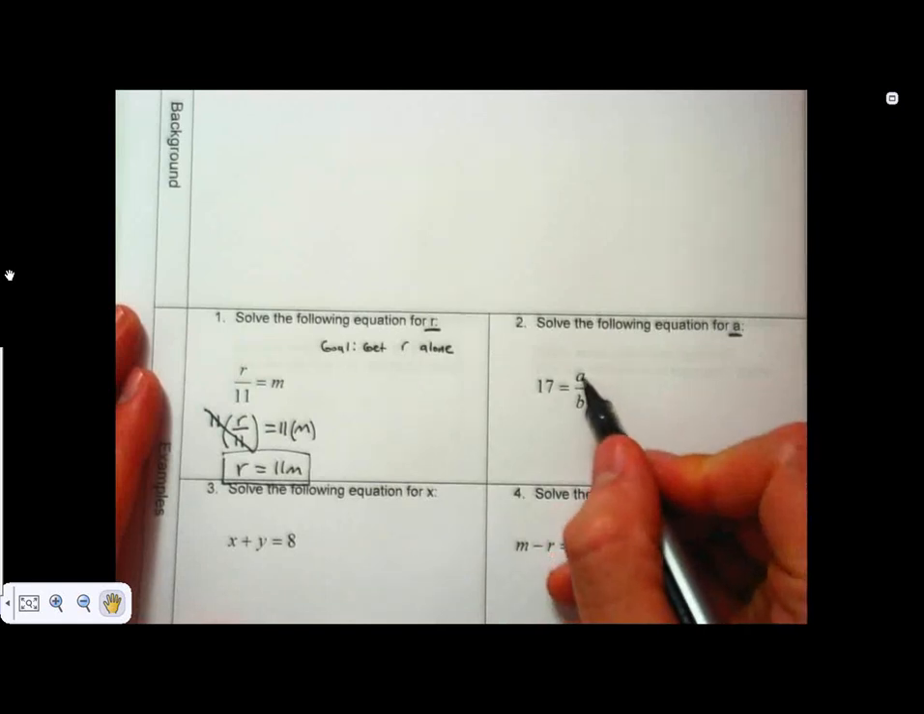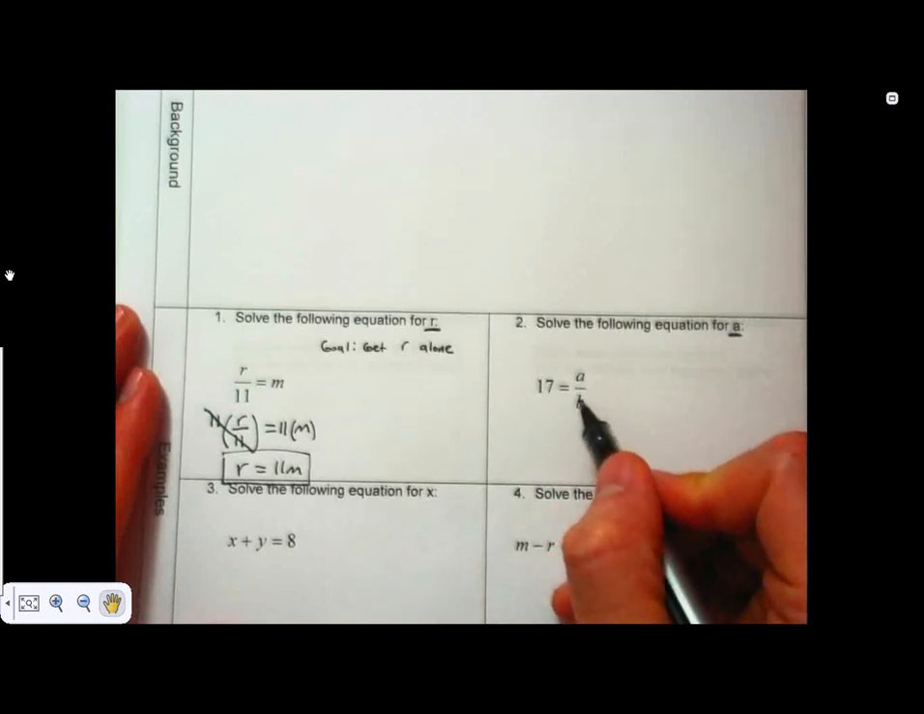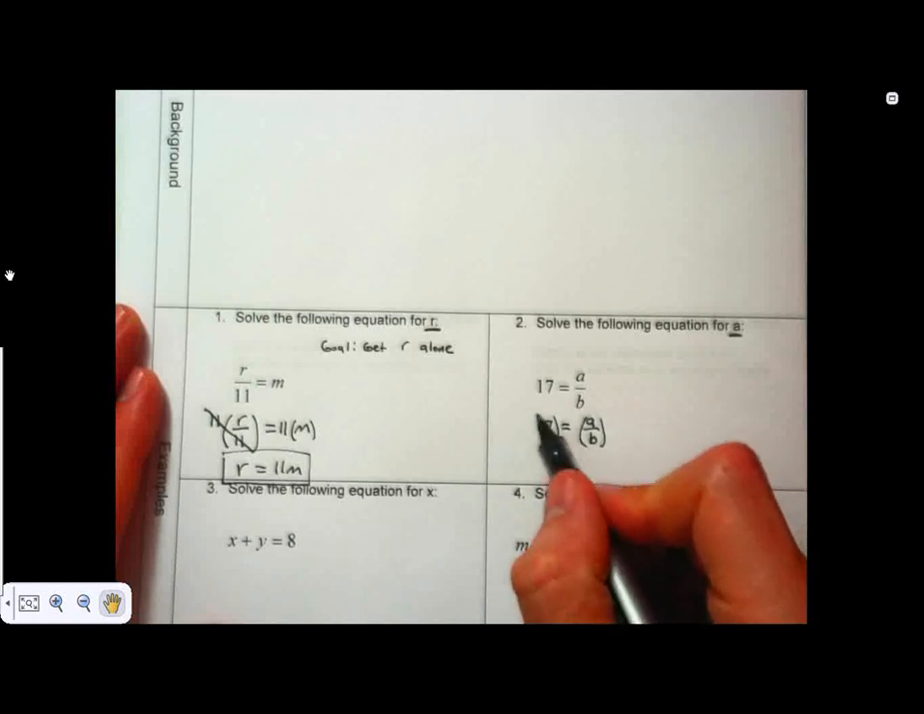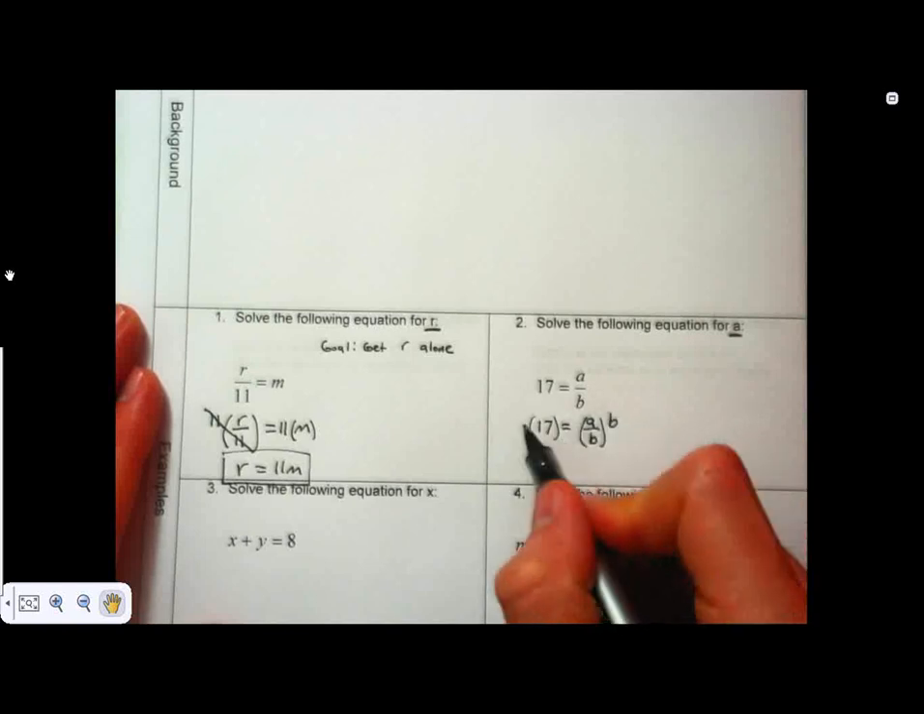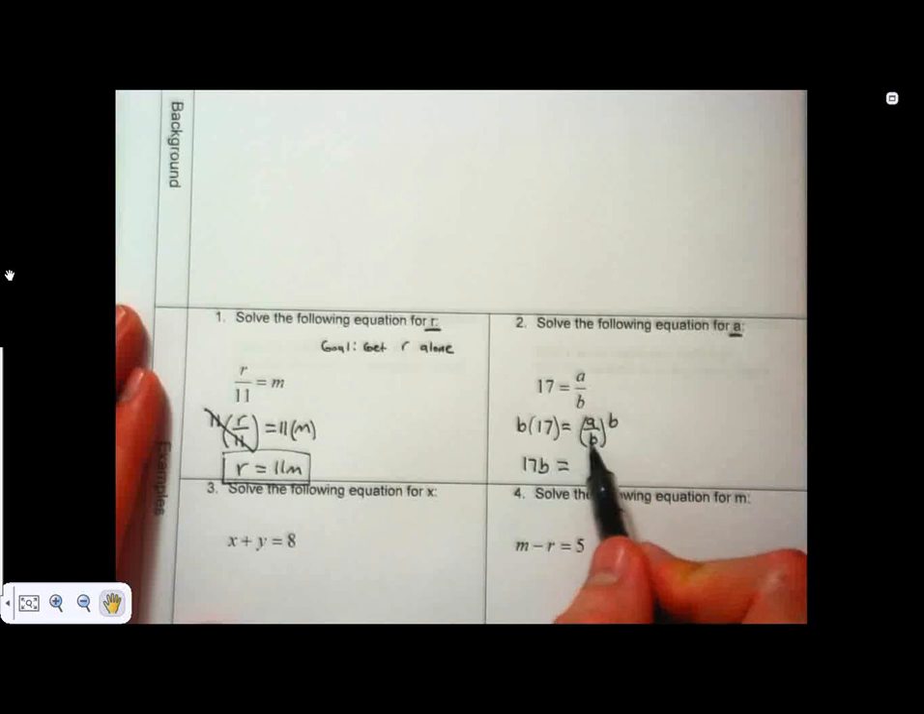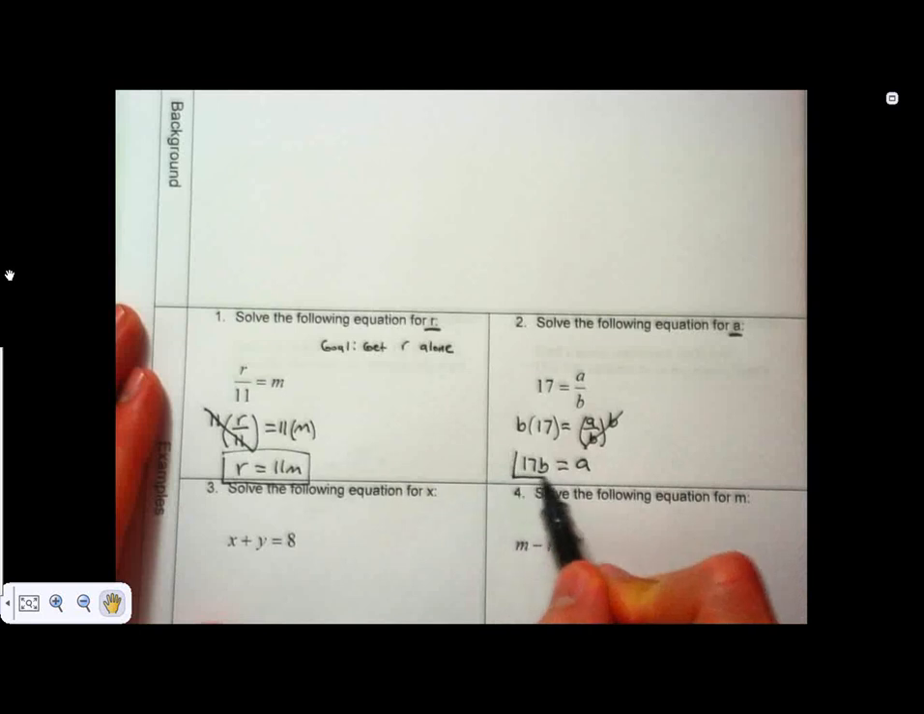So to get a alone, again, we have to get rid of this b. Since a is being divided by b, in order to cancel out this b, we're going to have to use multiplication. I'm just going to rewrite what we have. And in order to undo this division, I'm going to multiply both sides by b. If I do that, b times 17 is the same as 17b. On the other side, if I'm multiplying by b and then dividing by b, the b's will cancel out, and all that's left is a. Now a is alone, so that's my answer.